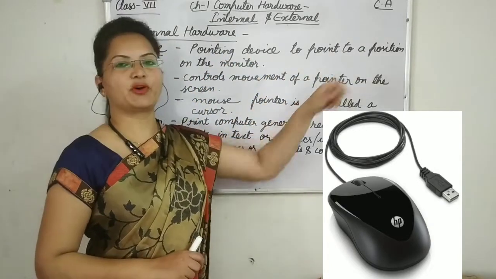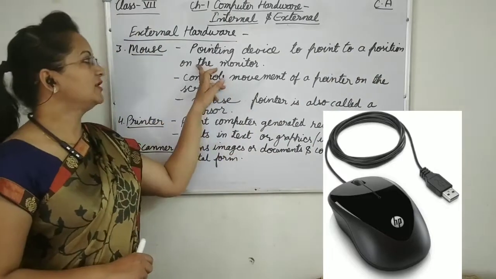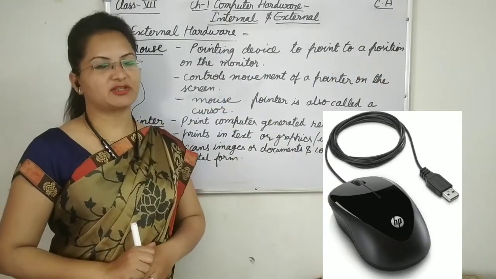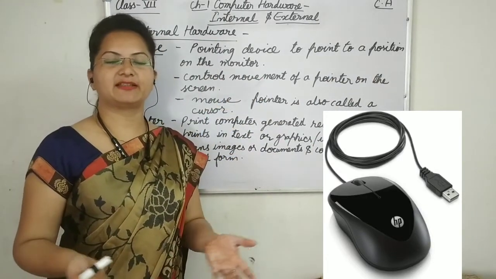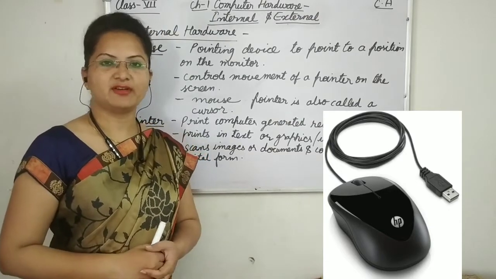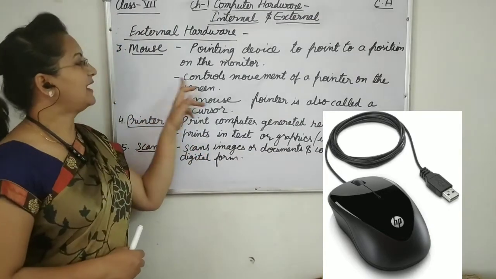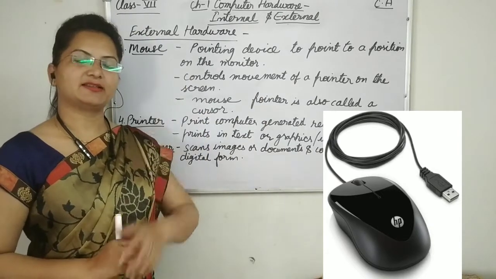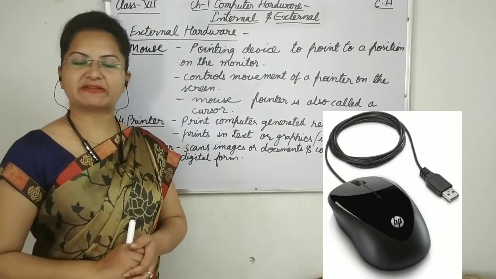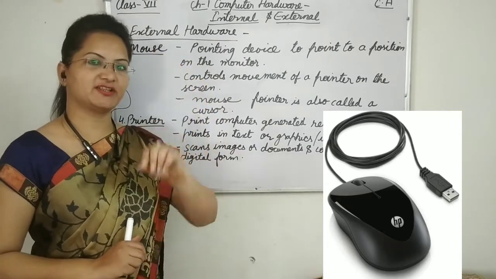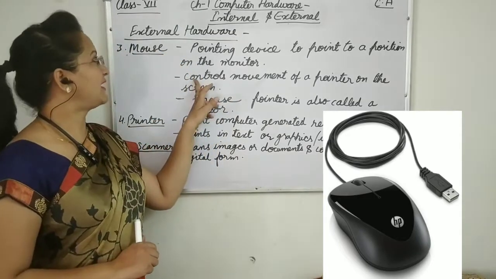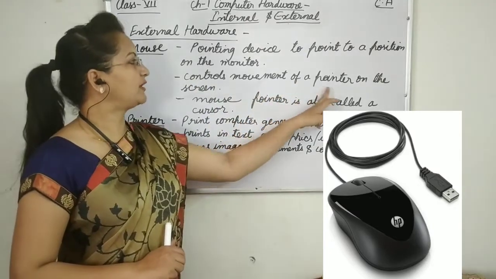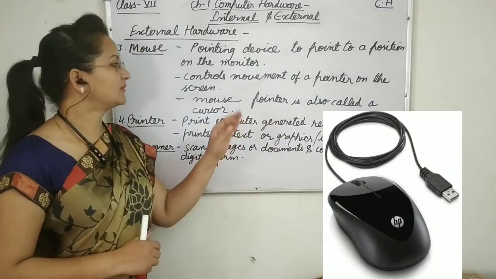It is used to point any position on the monitor. Any position means files, icons, pictures over the screen. Then it controls the movements of the pointer. Okay, as the mouse is a pointing device, we will be able to see a pointer on the screen, and that is why the mouse controls the movement of a pointer on the screen.